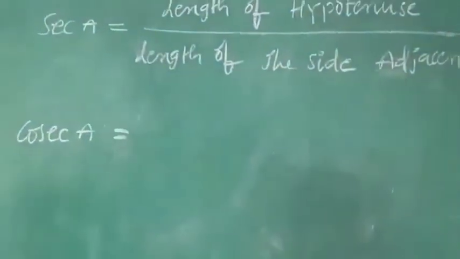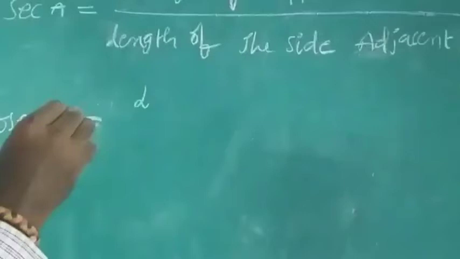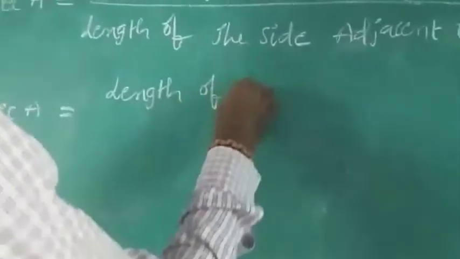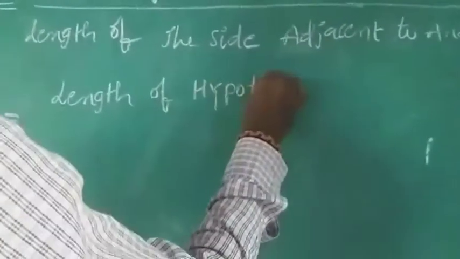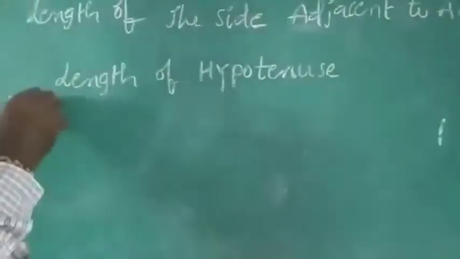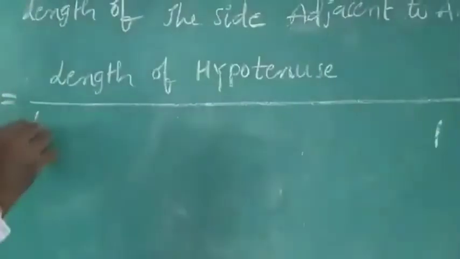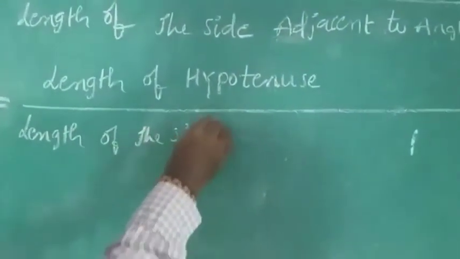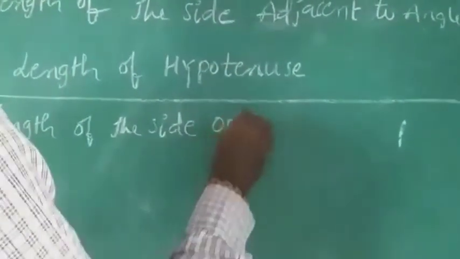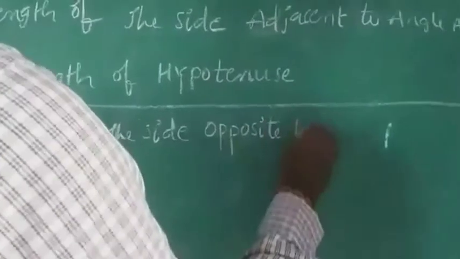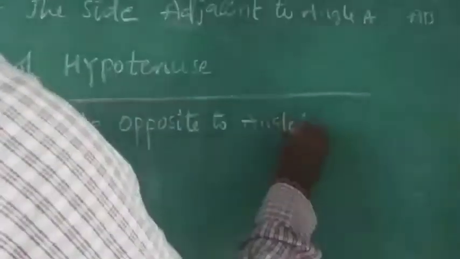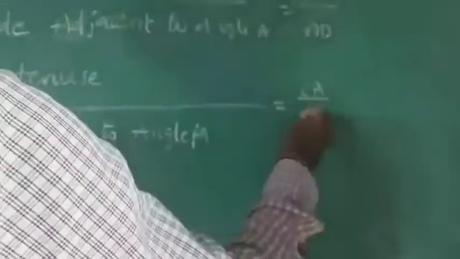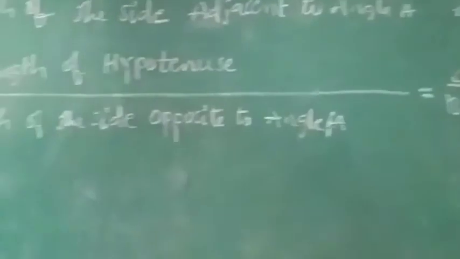Cosecant is the reciprocal of sine. Length of hypotenuse by length of the side opposite to angle A is equal to, what you will write? CA by BC.